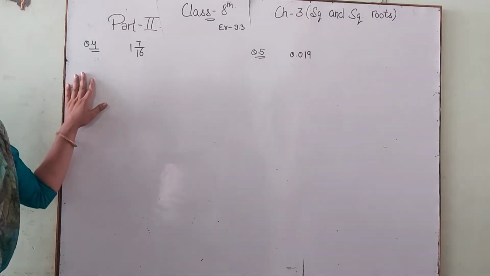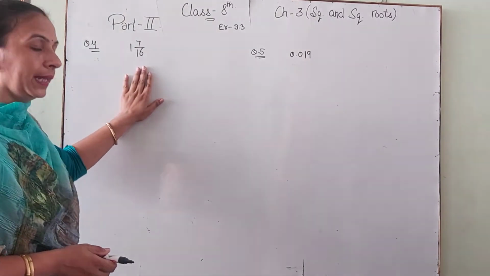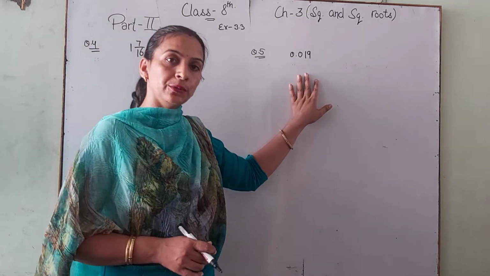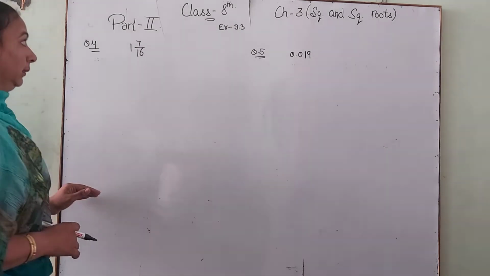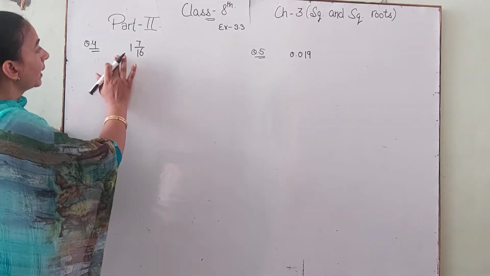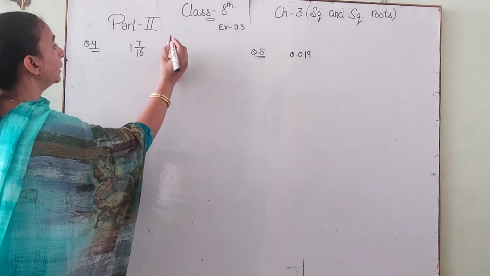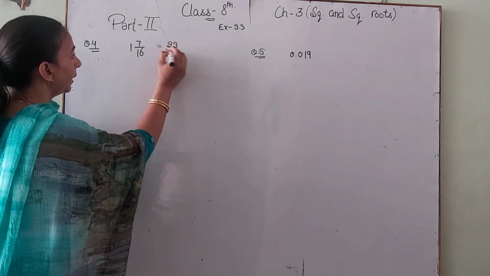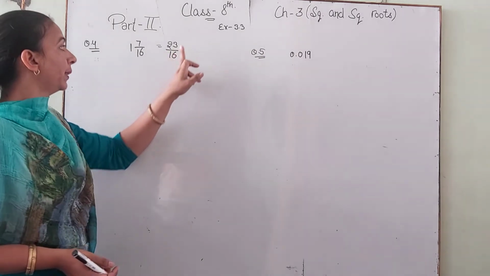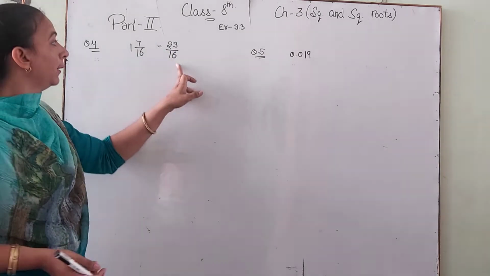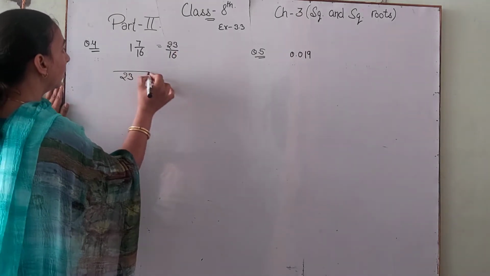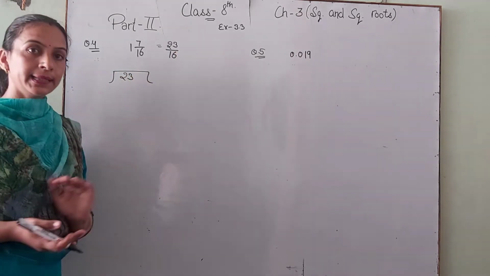Next, this is question number 4. We find the square root of this to 2 places of decimal, and also question number 5, 2 places of decimal. So first we take 16 1s are 16, 16 and plus 7, then 23. Then this is equal to 23 by 16. Okay. First you divide 23 by 16. If you divide 23 by 16, first we do a simple divide.